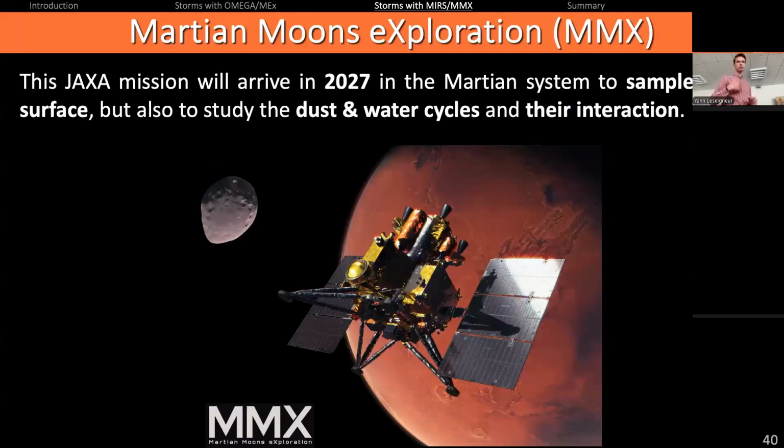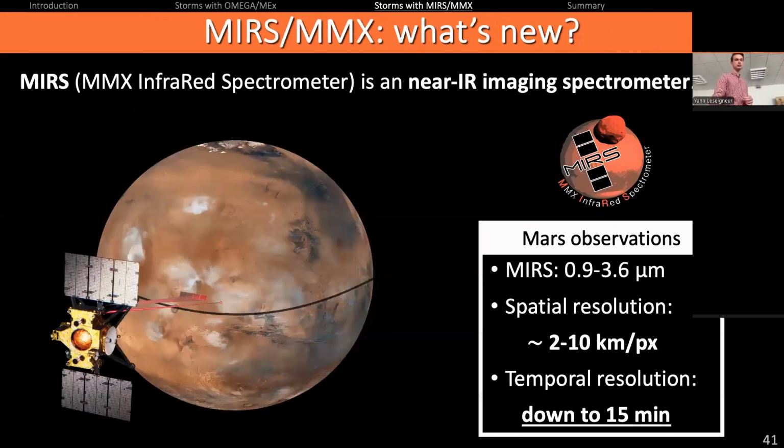So after talking about archive data, I wanted also to talk about future missions, and notably the Martian Moons eXploration mission, MMX, where here in LATMOS we are involved on this mission. So this is the JAXA mission, which will arrive in 2 years, in 2027, in the Martian system, mostly to sample the Phobos surface, but also to study Mars and the dust and water cycles and their different interactions. And here in LATMOS, we are mostly involved in the MIRS instrument. So this is the near-infrared imaging spectrometer on board MMX.